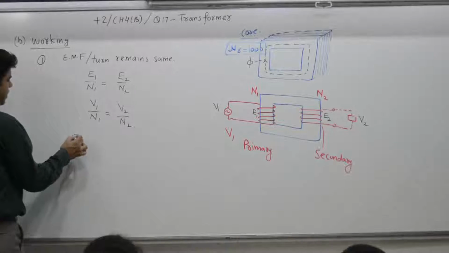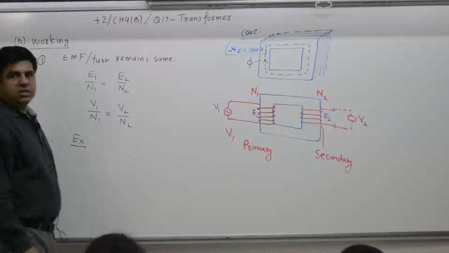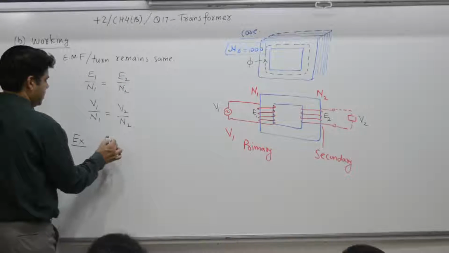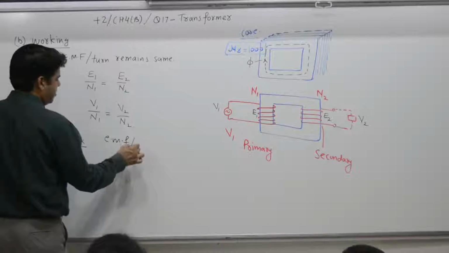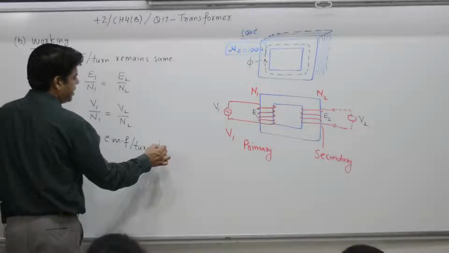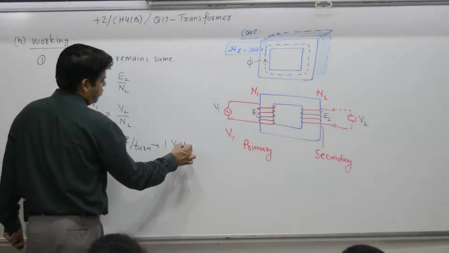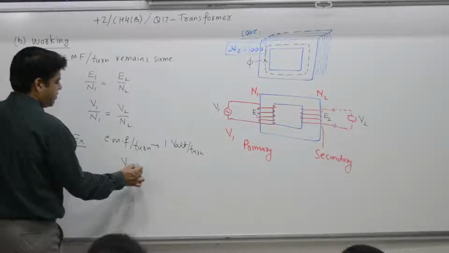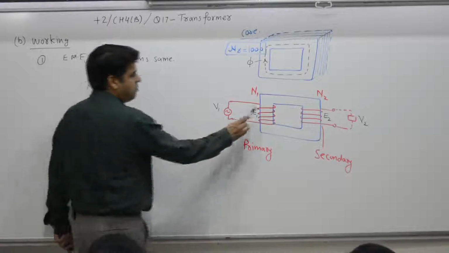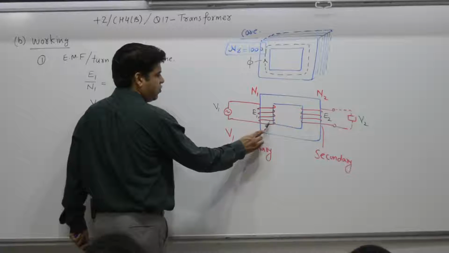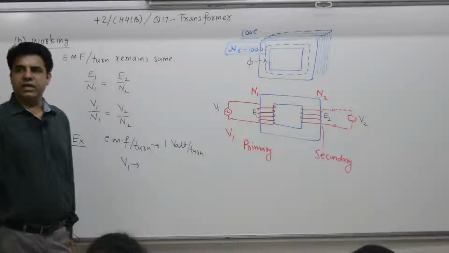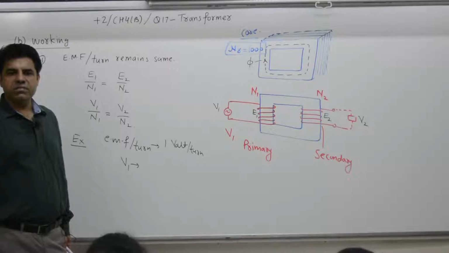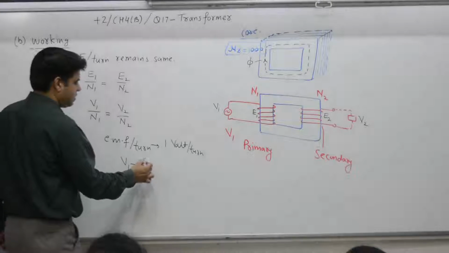As an example, suppose it is EMF per turn. As an example, here it is 1 volt per turn. V1 will come out to be what? Anyone? 1, 2, 3, 4, 5. How many turns are there? 5. Voltage for 1 turn is 1 volt. For 5 turns, 5 volts. So V1 is 5 volts.